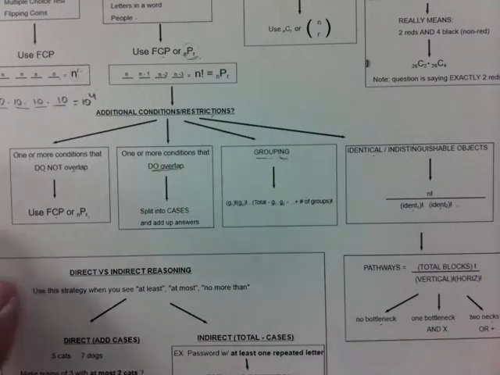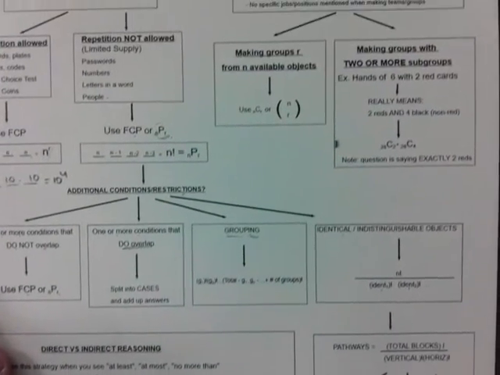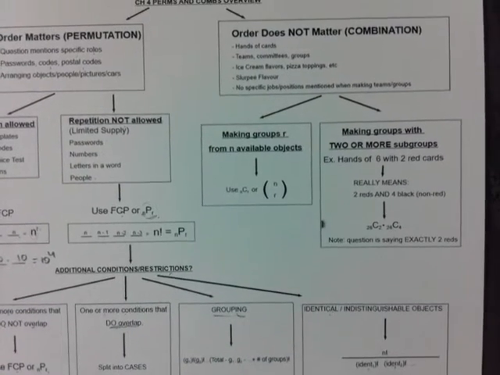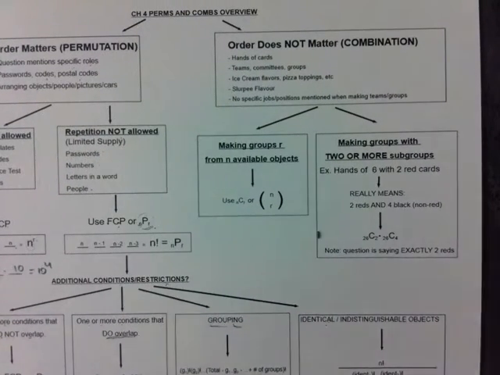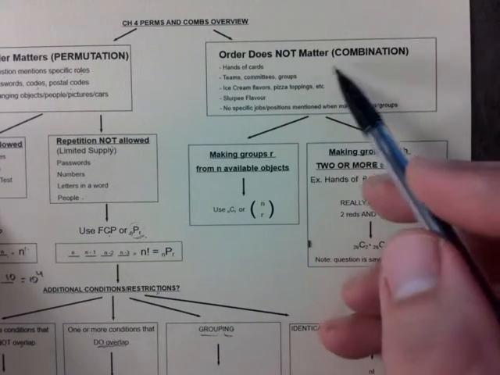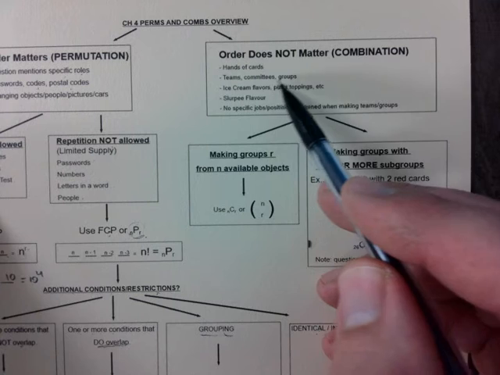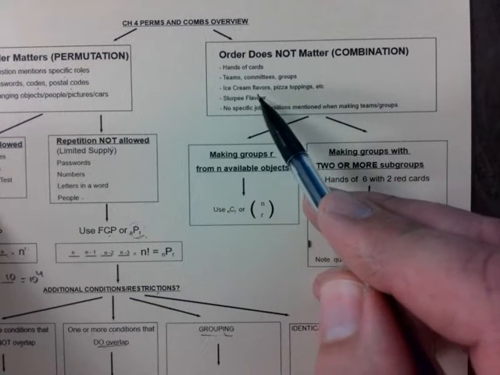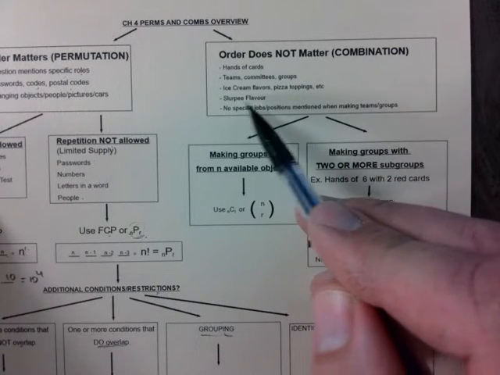Notice that. And I will go over a bunch of questions today and tomorrow, and I will kind of use this as a guide, right? Like I'll go back to this, like, hey, see how this flows here, and then let's go over to combination here. Order doesn't matter. So hands of cards, teams, committees, groups, ice cream flavors, pizza toppings, Slurpee flavors, right?